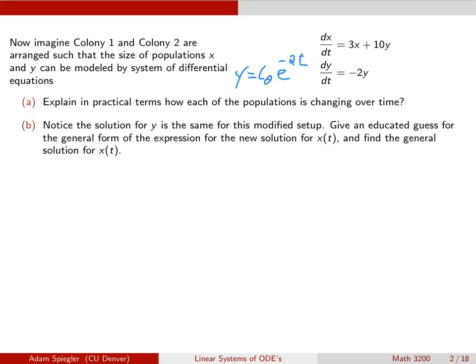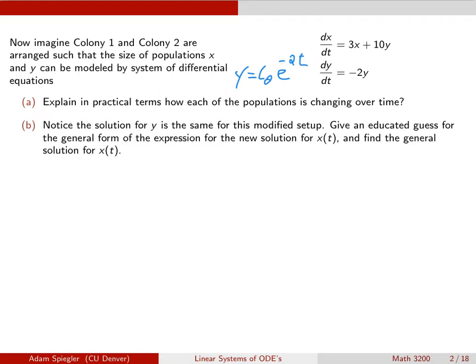However, x has no effect on the rate of change of colony y. So we have different interactions here. So our solution should represent that. Our solution for x should somehow be tied into the solution for y. So in part B, we're asked to come up with an educated guess for the form of the solution for x of t, and then go ahead and try and find it.